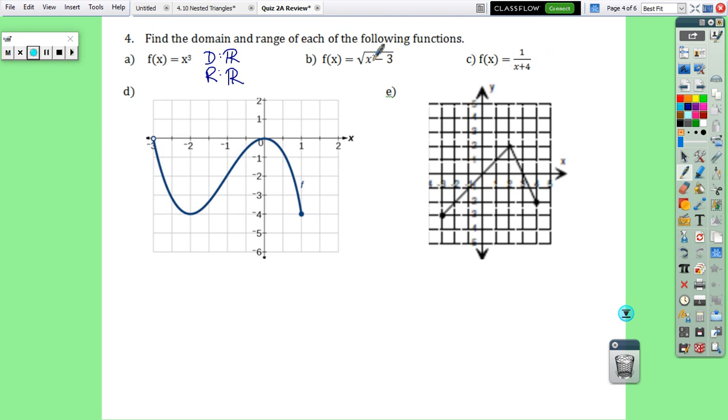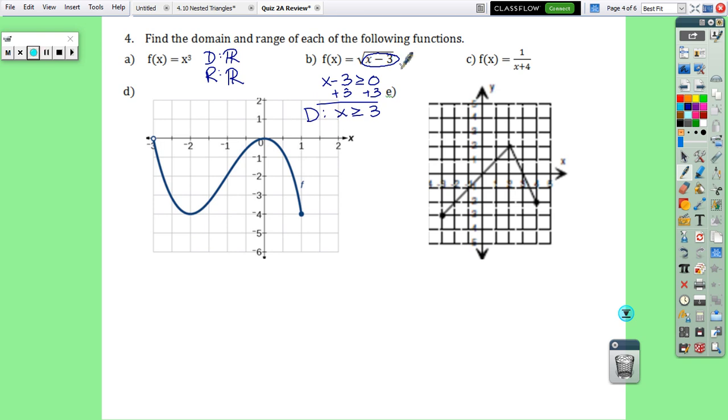So anytime that you have a square root, the number that you get underneath here can't be less than 0. So whatever we put in for x has to make this greater than or equal to 0. So if we solve this, we know that x has to be greater than or equal to 3. That's our domain.